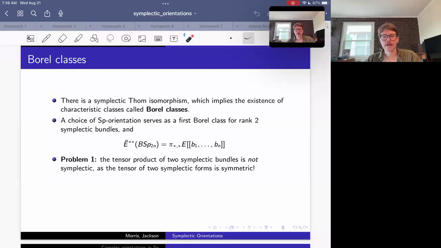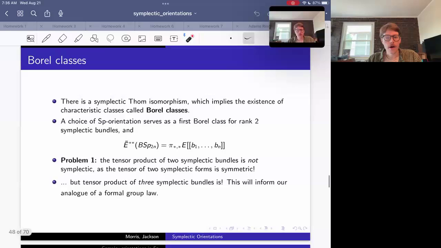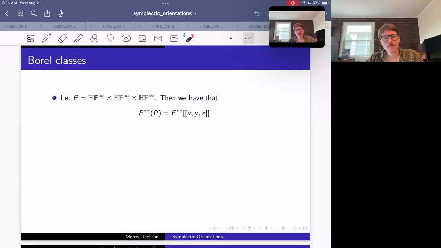And there's a kind of silly fix to this that Ivan Panin found in the early 2010s, which is that if you take three symplectic bundles, well, their tensor product is symplectic. It goes back to being the alternating thing that we want it to be. So we can try to use that fact to model how we want some type of formal object that understands the tensor product of line bundles to work.